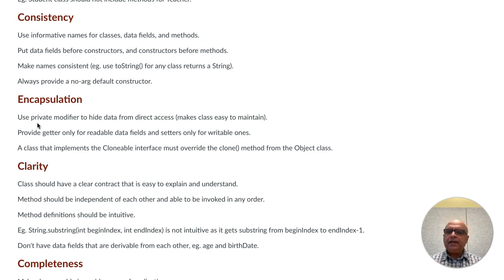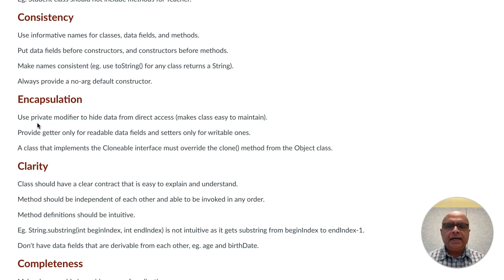Clarity. A class should have a clear contract with the outside world to be easily explained and understood, why it's being used or what its purpose is, right? Methods for the classes should be independent of each other. You should be able to invoke them in any order, right? Method definitions should be intuitive. The signature should be intuitive and make sense.